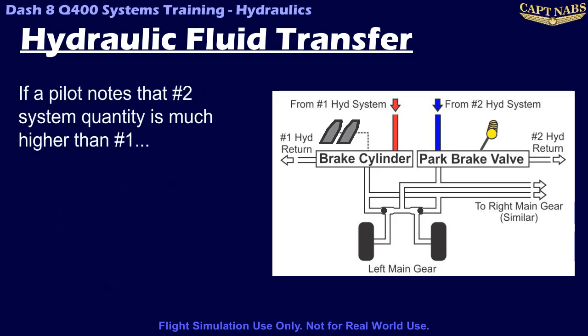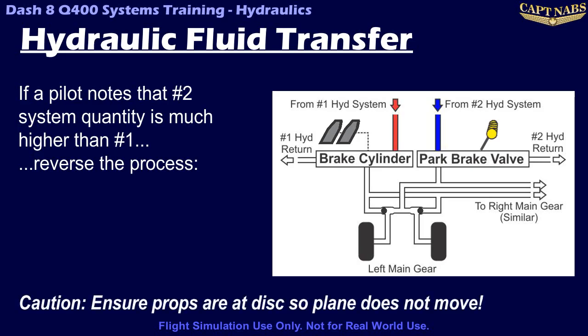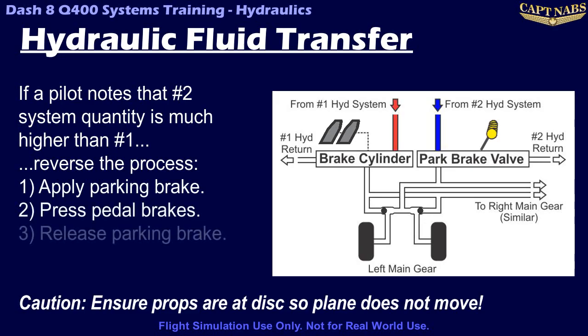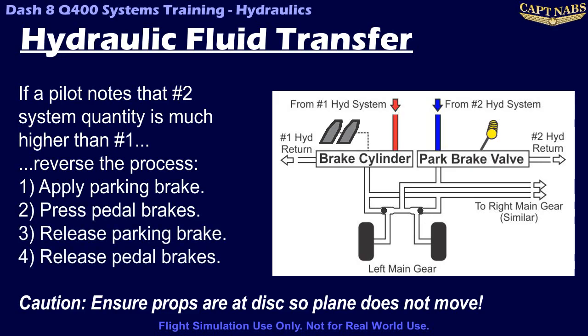It is possible to undo this by applying the reverse process. If a pilot notes the number 2 reservoir is at or very close to 100%, while number 1 is much lower, fluid can be transferred back by stopping the airplane and holding it stationary by disking the prop. Then, apply the parking brake, press the rudder pedals, release the parking brake, and release the rudder pedals. This process will need to be repeated many times to undo the fluid level imbalance, as each time only a small amount of fluid is transferred. But it is possible and, with practice, can be done quite quickly by an experienced pilot.